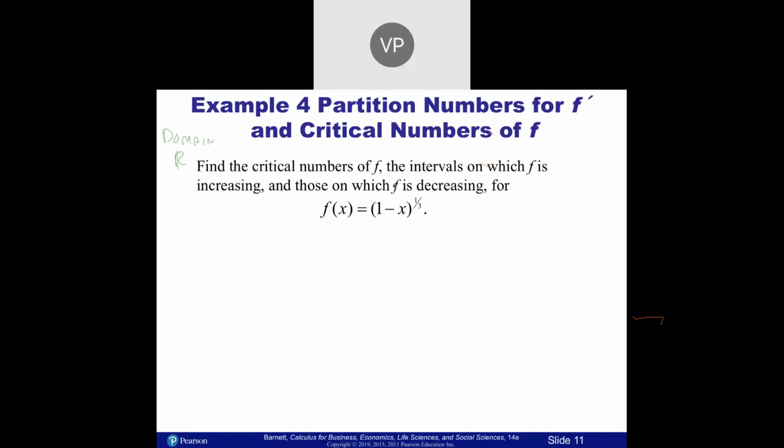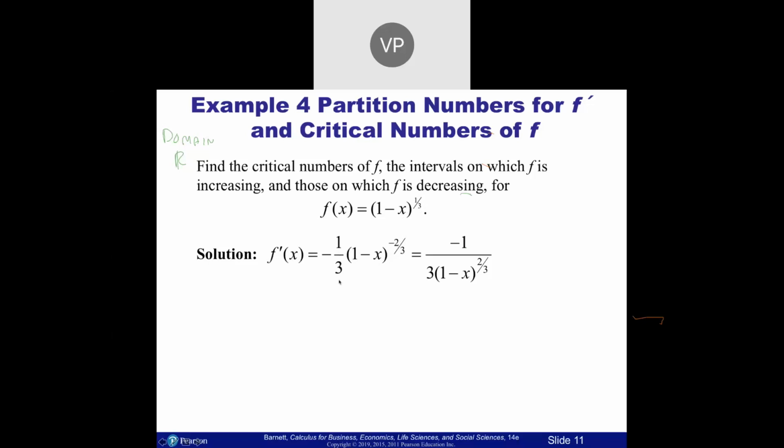I just want to know where it's increasing, decreasing, maxes, mins, all that good stuff. So we're going to go right into the derivative. Okay, so a quick reminder of what our derivative is. We have a 1/3 times the parenthesis, and we have a negative 2/3. Okay, so remember where we get this from.